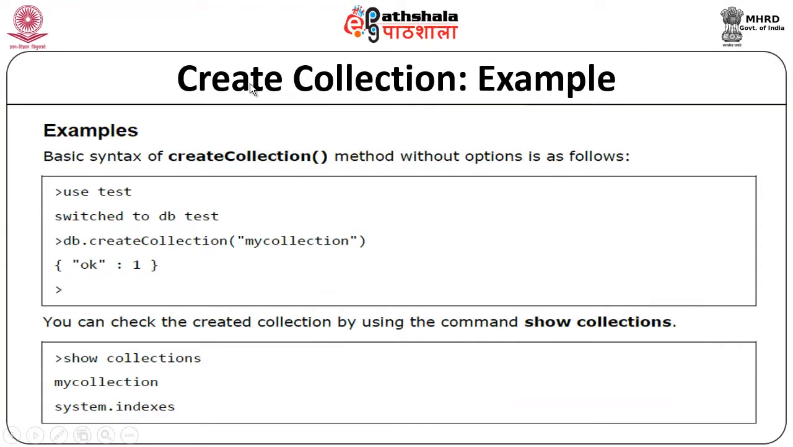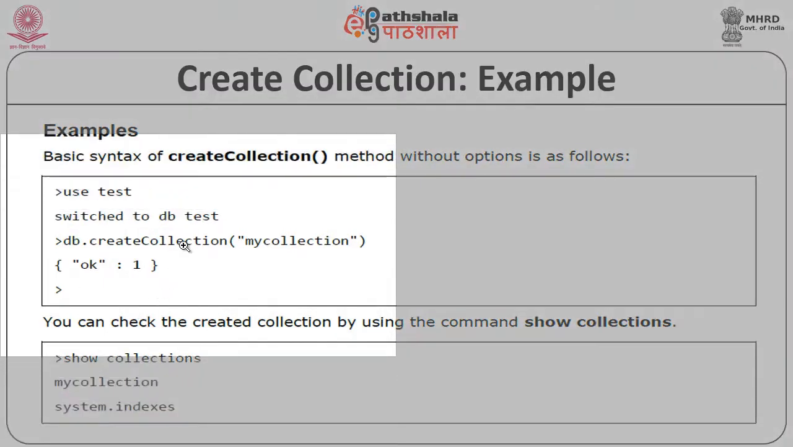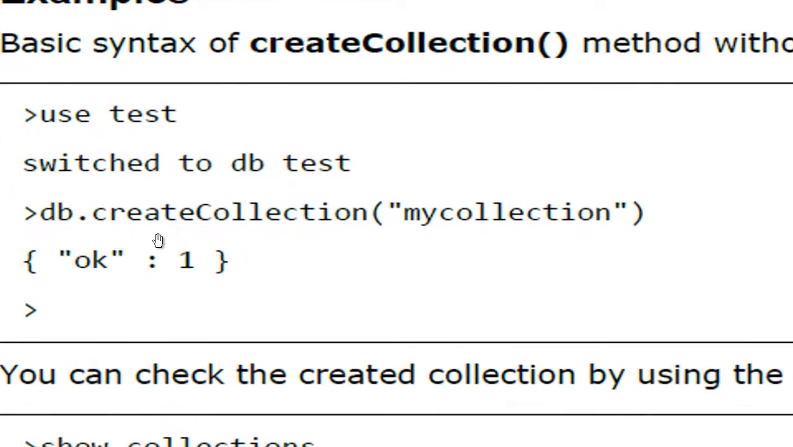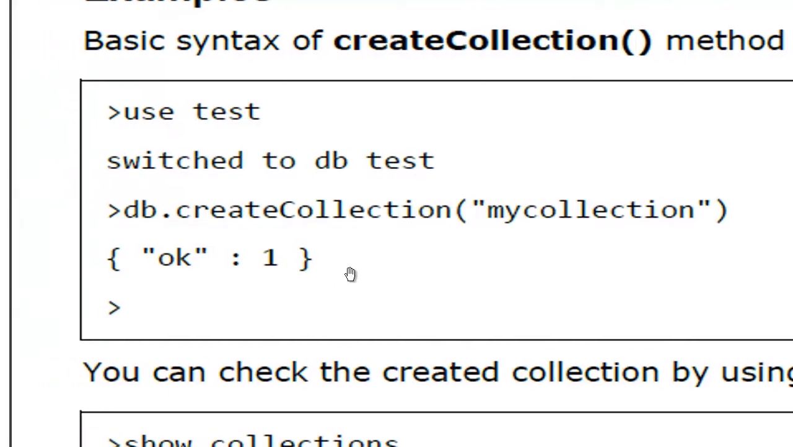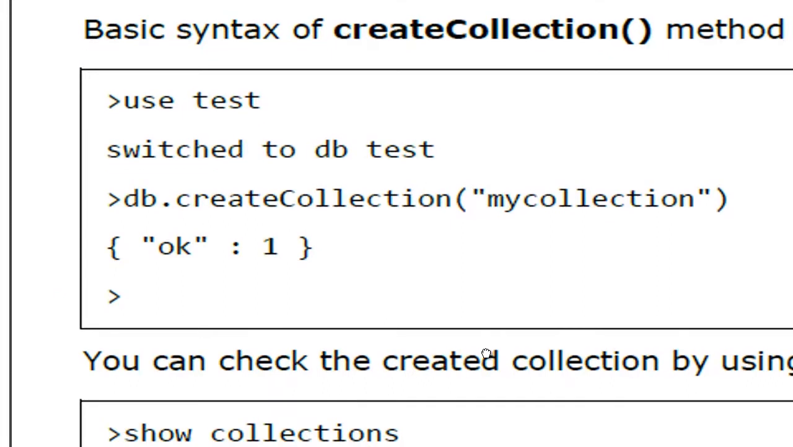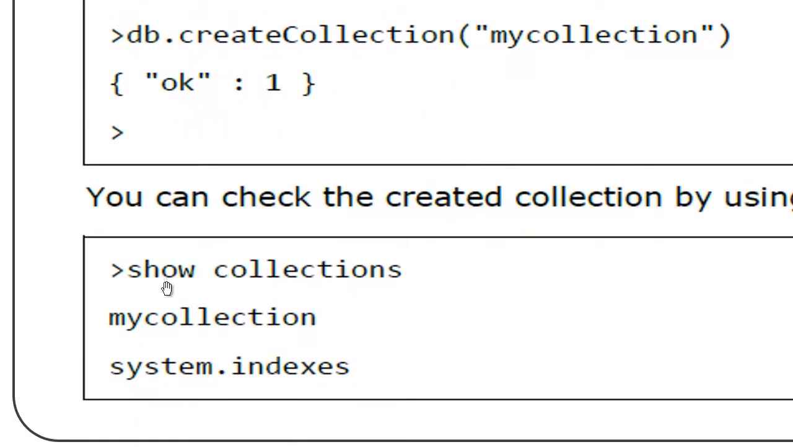Let us take an example for createCollection. First let us move to the database called test. So, you type use test, go to the specific database and then type db.createCollection. "myCollection" is the name. See, I told you it is a string, so myCollection is given in double quotes. Once this command is executed, it will return a value 1 indicating a collection named myCollection has been created. Next, you can make use of the command show collections and you can identify which collections are created. The recently created collection, myCollection, is displayed here.